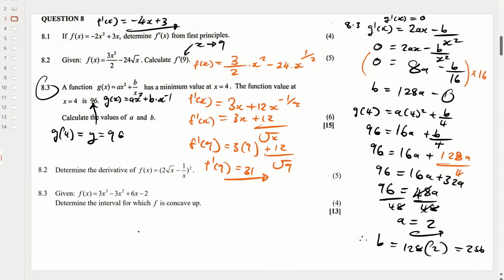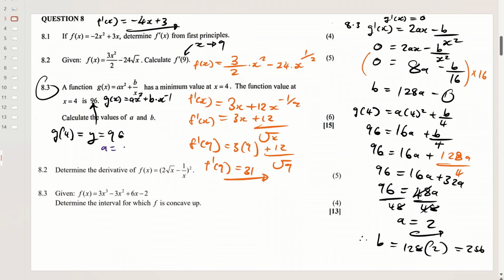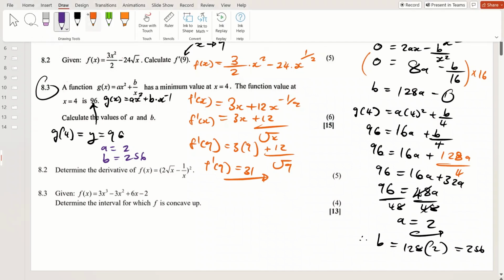Okay, so now we're back. So guys, from here you're left with b equal to 256, and that's it. So now let me just write that down. So our a is what? It is just the 2, and the b is 256. We are done.